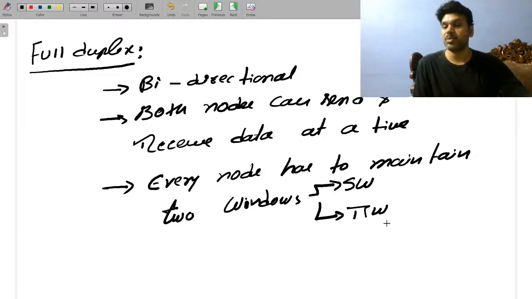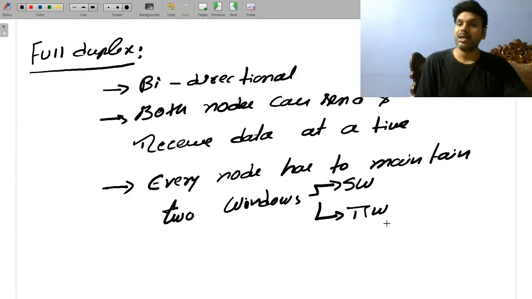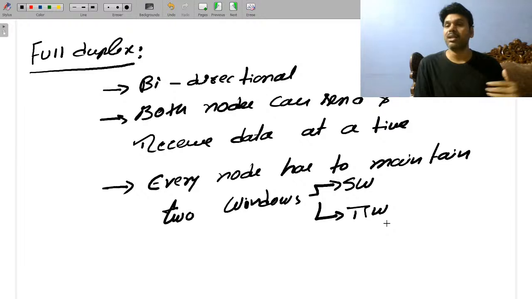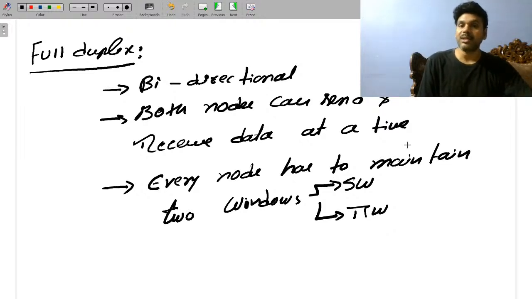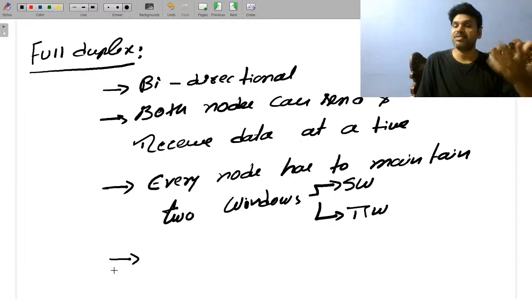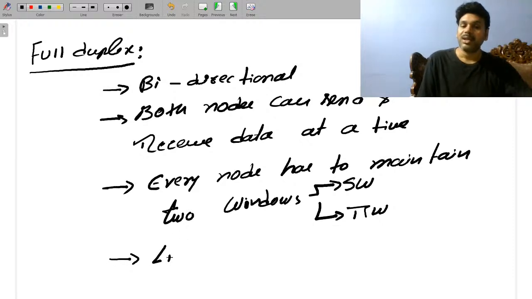Please understand, both windows need to run parallelly, because at one time we are sending the data, and at other times we are receiving the data. So here both nodes are sending and receiving data, therefore efficiency is going to be very high. So your line efficiency is effectively used.